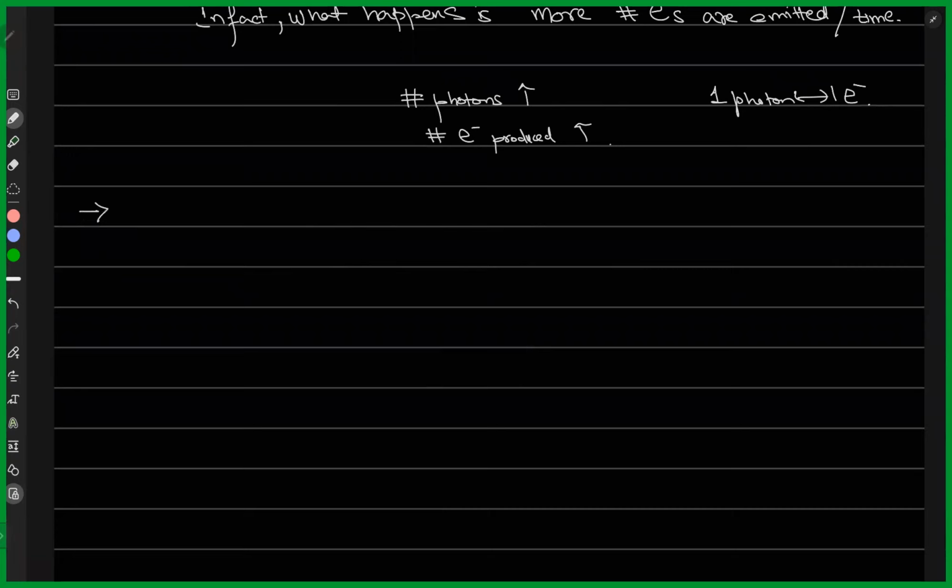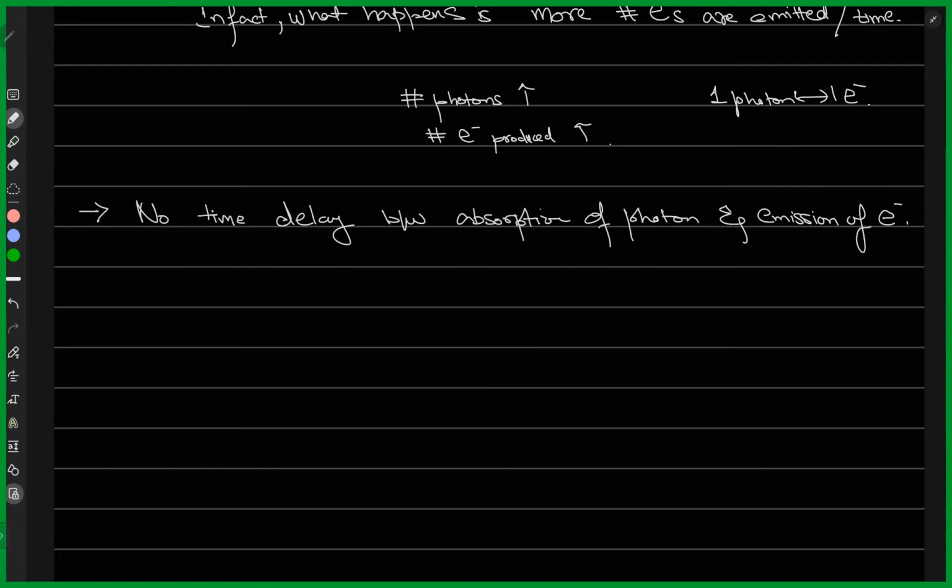And the final point is that there is no time delay. This is what we discussed before as well, that there is no time delay between absorption of a photon and emission of an electron. When the photon is absorbed, the electron is emitted. Now let's move on to the next topic, which is the idea of stopping potential.